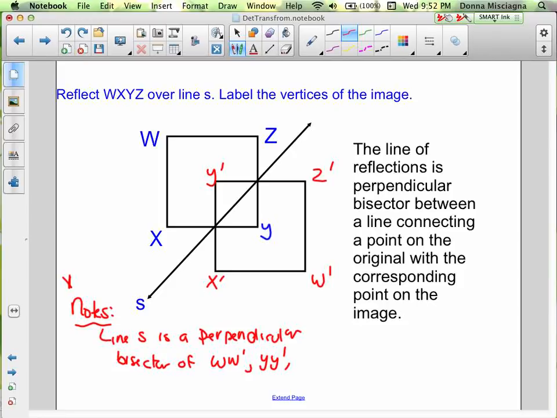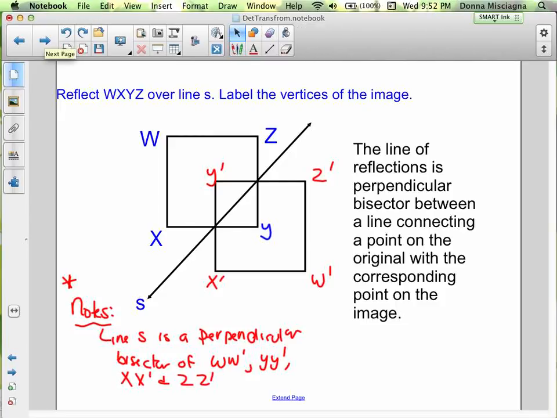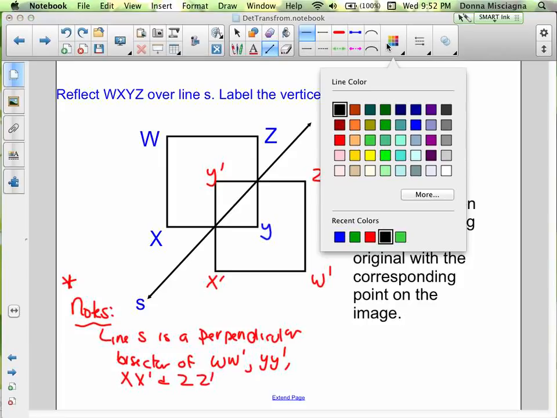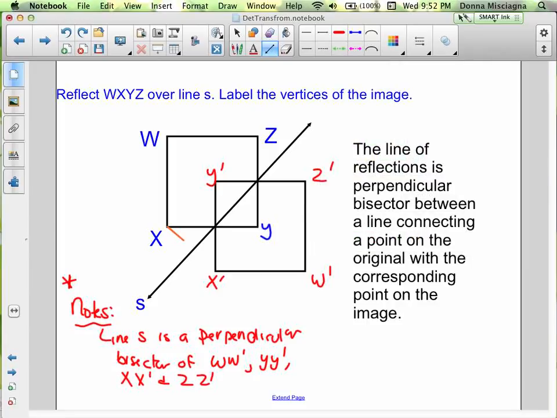In your notes, I want you to add that next to the figure. Right? So line S is a perpendicular bisector of W, W prime, Y, Y prime. Let's add in the rest there: X, X prime, and Z, Z prime. Right, and we can actually draw those in. I'm going to try to use a line tool, but if I make it black, it's just going to be a sea of black. So let's use orange, right, so that we can see the difference between one line and the next. All right, so there's the perpendicular.